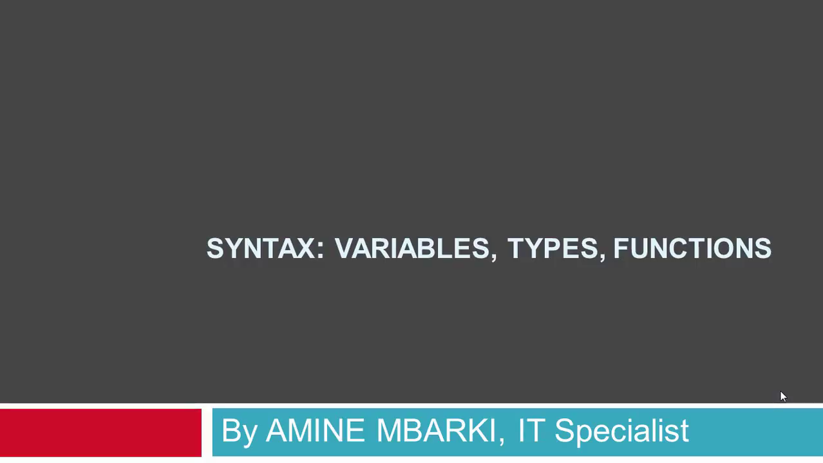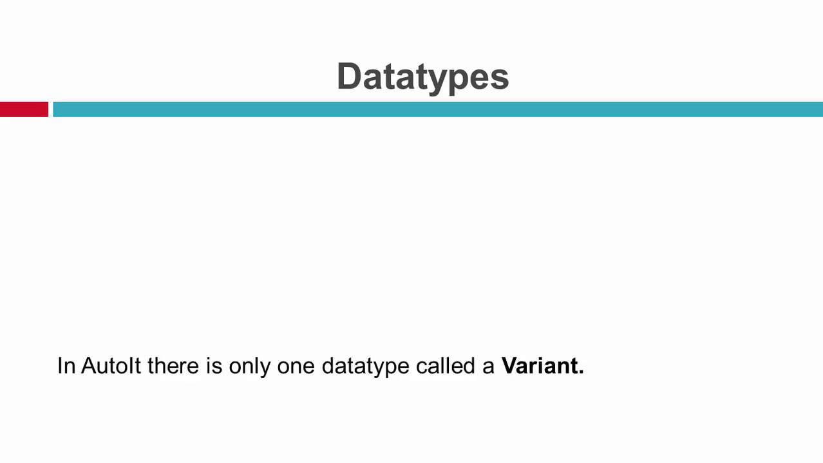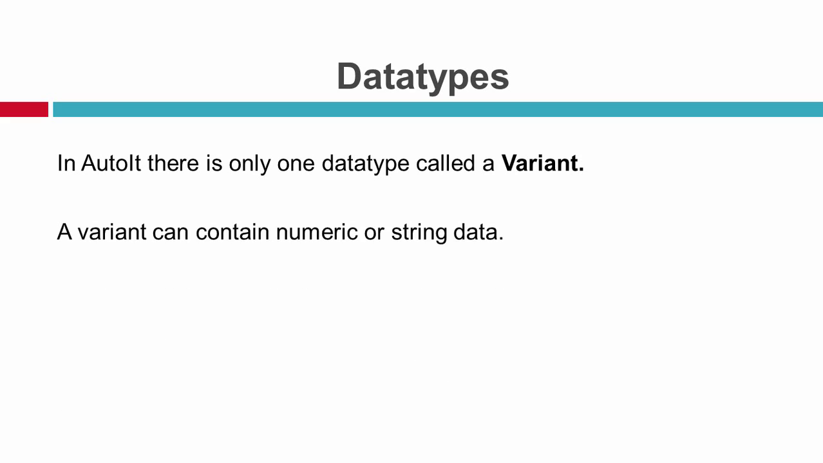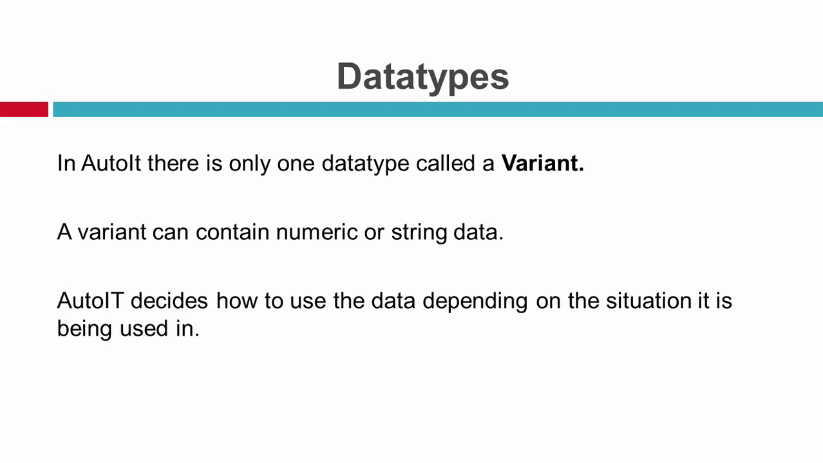In this video, we are going to talk about variables, types, and functions. The data types. In AutoIT, there is only one data type called a variant. A variant can contain numeric or string data, and AutoIT decides how to use the data depending on the situation it is being used in.